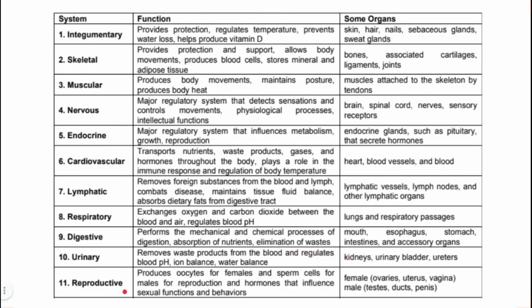And then, the 11th major body system natin here, we have your reproductive system. This produces the oocytes of females, yun po yung egg cell, and sperm cells for males for reproduction, and hormones as well that influence sexual functions and even the behavior. For females po, you have your ovaries, the fetus, and the vagina. For the male po, we have the testis, the ducts, and the penis.